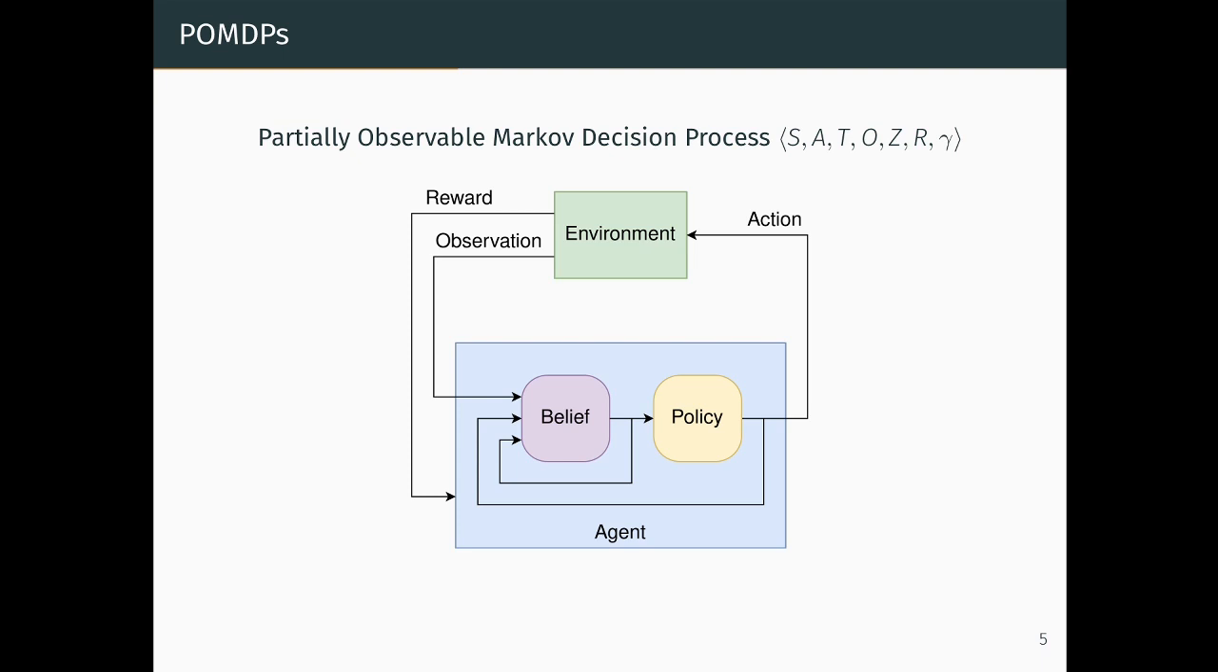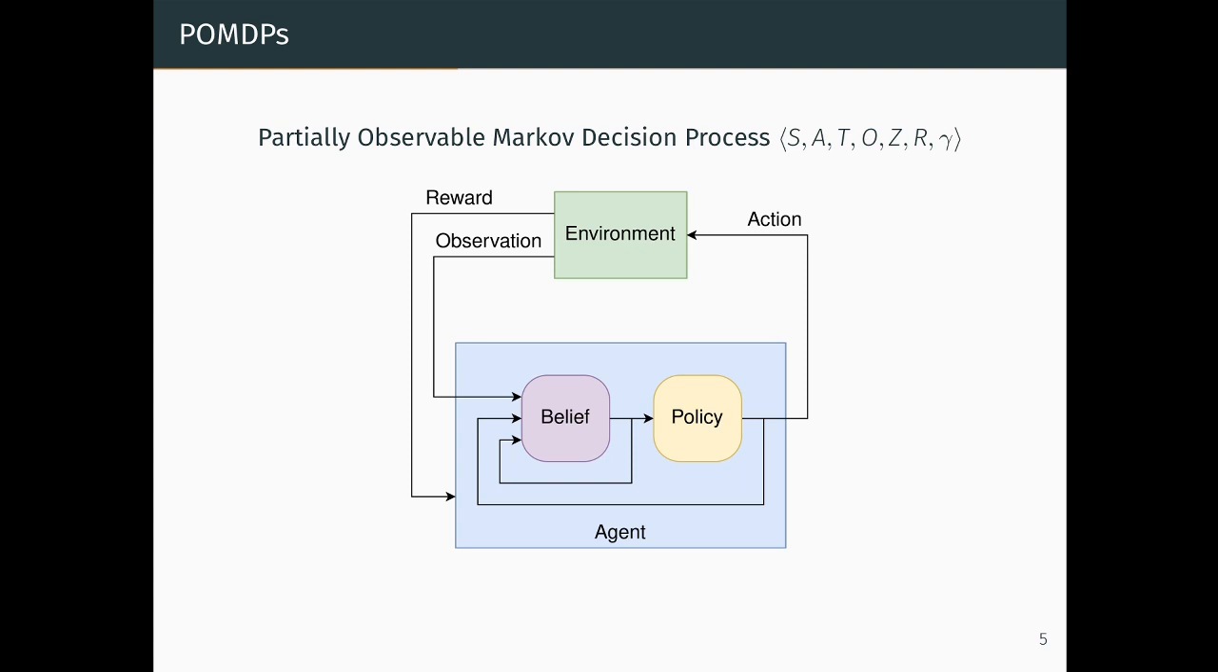Firstly, a quick background on POMDPs. A POMDP, or Partially Observable Markov Decision Process, is a framework for modeling the interaction between an agent and its environment. At each time step, the agent performs an action and receives an observation and reward. The agent then uses the observation to update its current belief about the state of the environment, and then uses its updated belief to choose its next action based on its policy.